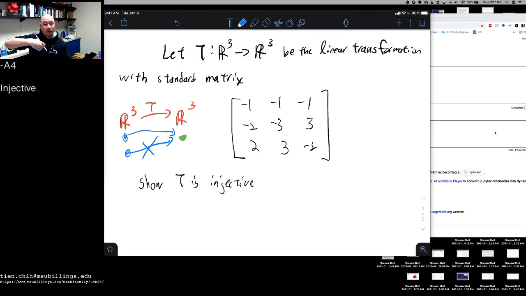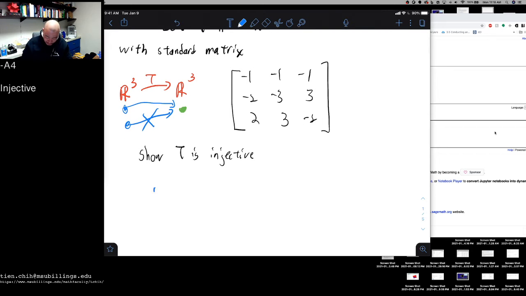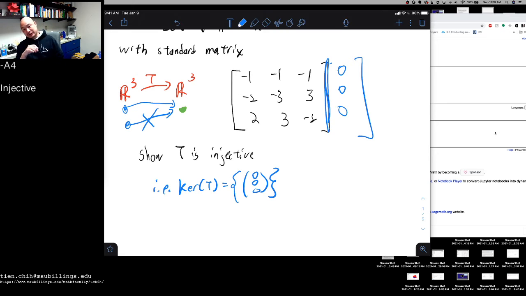In particular, what this implies is that in order for T to be injective, what we're trying to show is that the kernel of T is just the zero vector, right? If I look at this transformation here, there's no other vector going to the 0, 0, 0 vector other than the kernel. So in other words, if I were to turn this into some sort of augmented matrix, as such, I would solve this matrix and find a unique solution, the 0, 0, 0 solution.